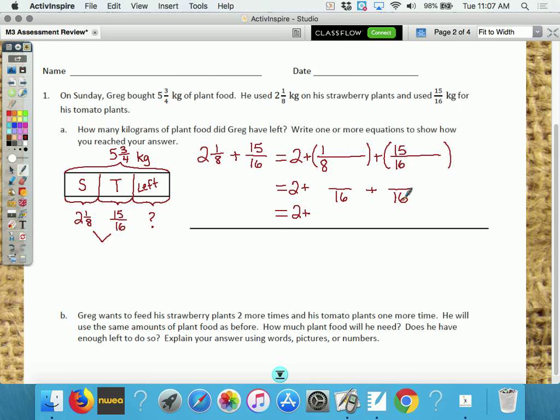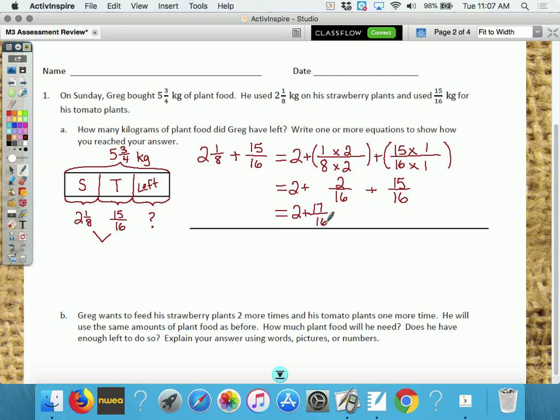Yeah. Okay, so now when I multiply, I've got to really think here. So Dora, help me out. 8 times what? 8 times 2. 16. So 2 plus 15. 17.